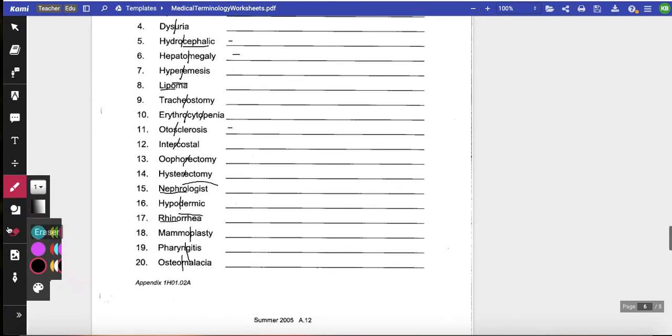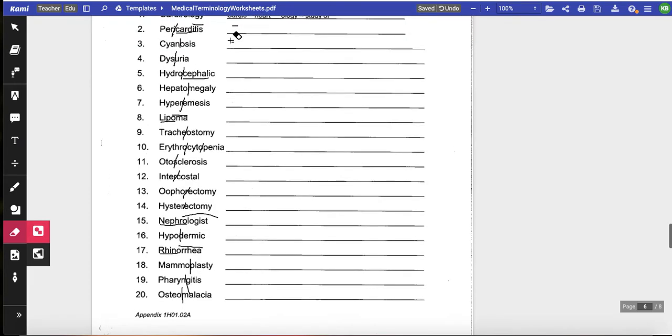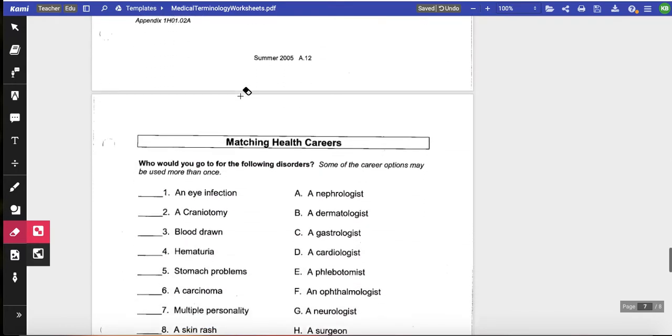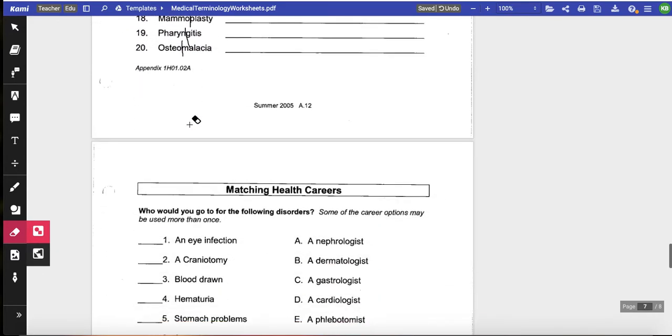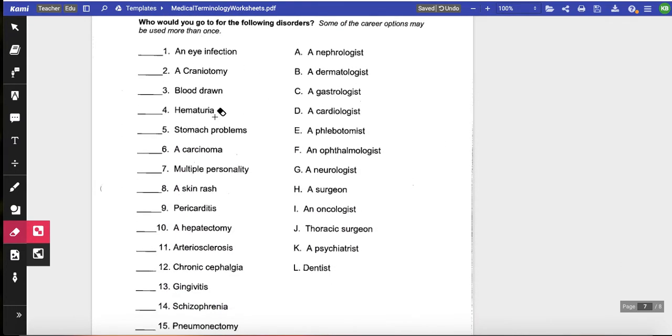I would suggest you go through them. You may need to go back and re-watch this part to double check because I did go by that very quickly. But I told y'all I want you to try to work on this on your own. I don't want to just give you the answers. So the matching medical careers, you were trying to find who you would go to for each of these diseases.